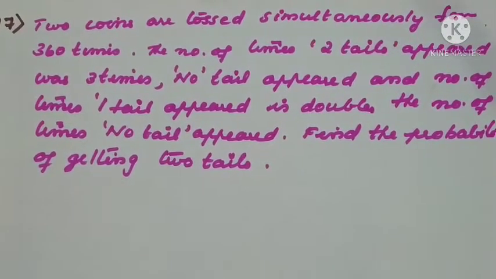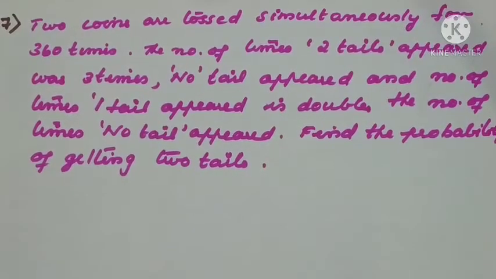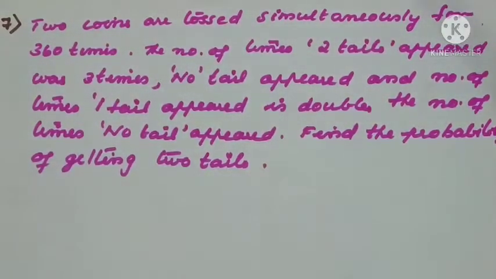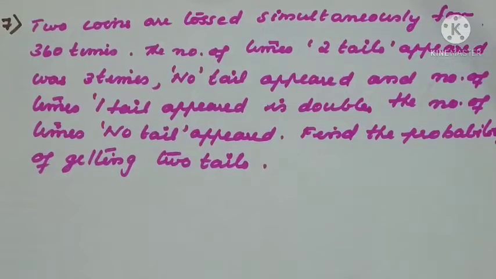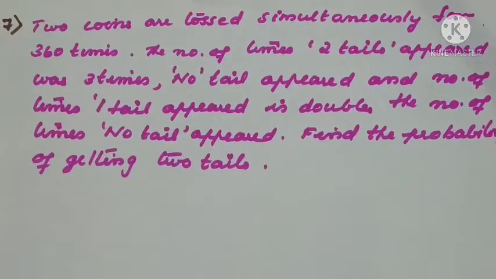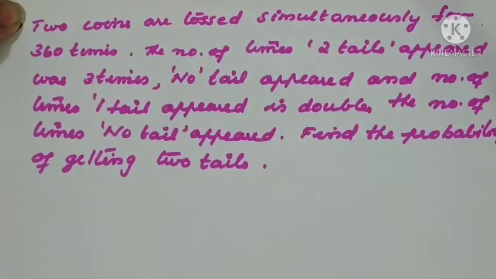Two coins are tossed simultaneously for 360 times. The number of times two tails appeared was 3 times no tail appeared. So there is a relation they are showing here in the question. What is the first statement? The number of times two tails appeared was 3 times no tail appeared. And the number of times one tail appeared is double the number of times no tail appeared. Find the probability of getting two tails.